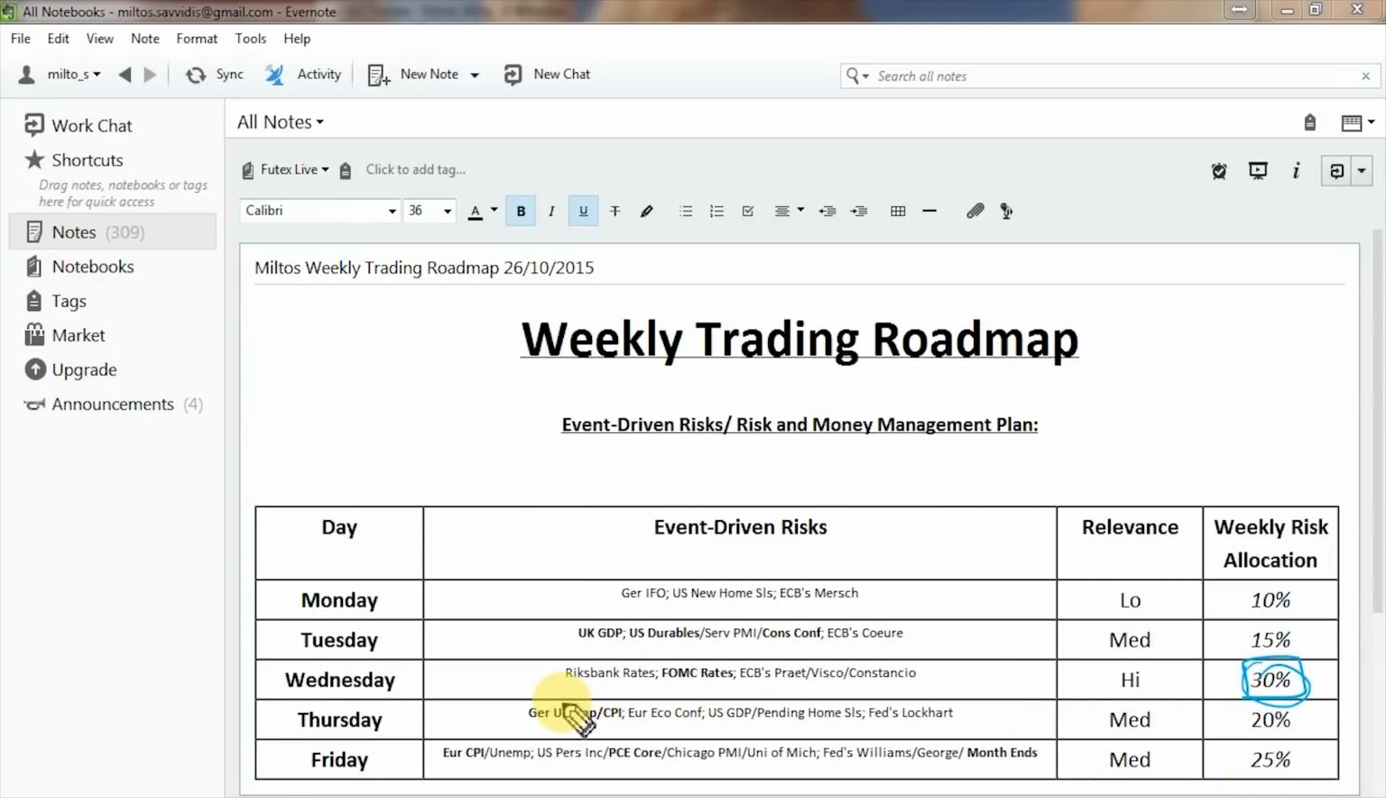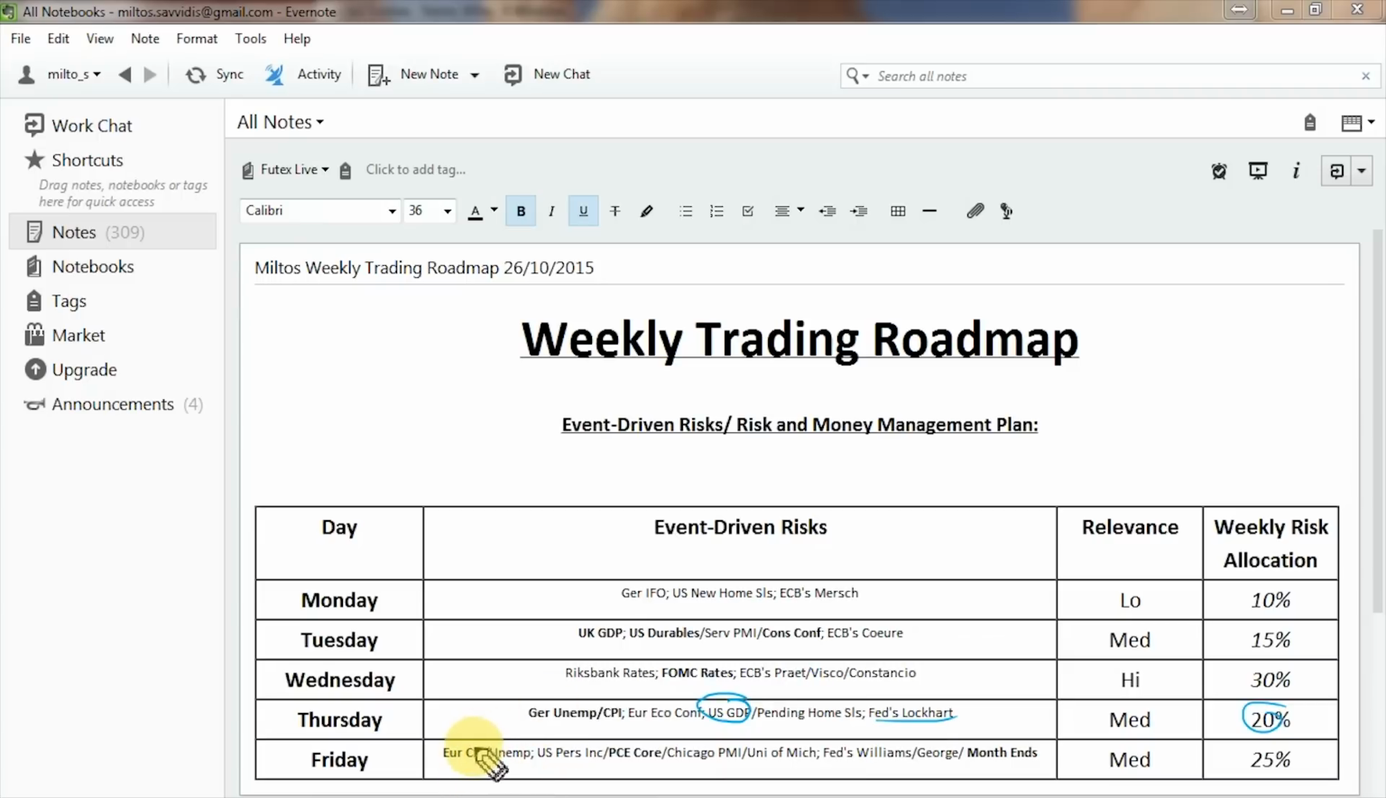Moving on to Thursday, we've got the German unemployment and CPIs. These are preliminary numbers. They're going to be coming in region by region, so do bear in mind, we'll get one figure for Bavaria, one for Westphalia, and they keep coming out successively until about 1 o'clock when we get the full figure. So do bear that in mind. We also have the European Economic Confidence, US GDP, which is also pretty important, I should have put that in bold, the pending home sales and the Fed's Lockhart. Overall, I've put myself about 20% risk allocation.